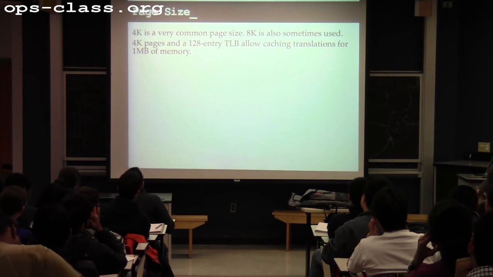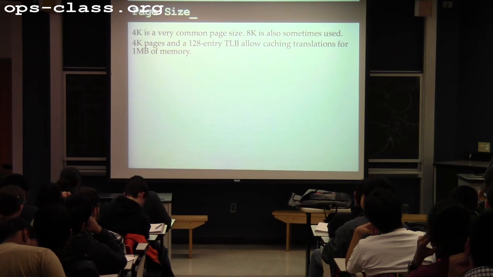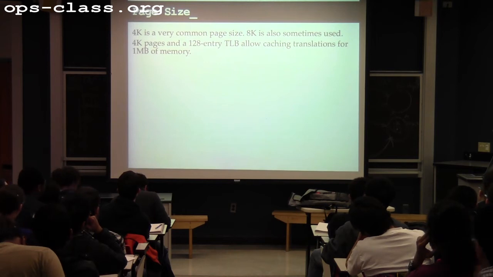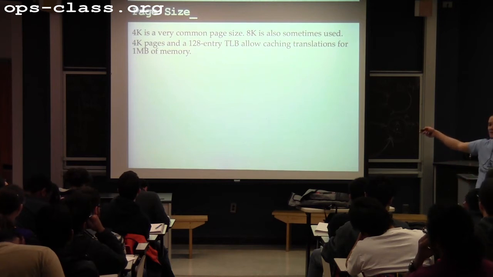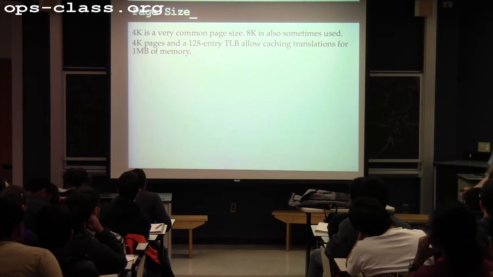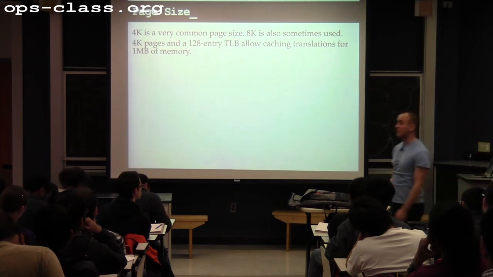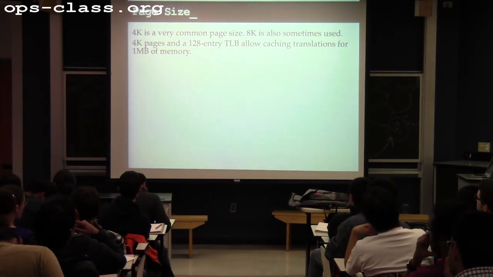So if I take 4K pages, and let's say I have a 128 entry TLB, what that means is that I can now cache translations for 1 megabyte of memory. Does that make sense? The TLB can store virtual to physical address translations for 128 pages. Each page is 4K in size, meaning that the total amount of memory the TLB can now cache translations for is a megabyte, right? Now, a megabyte doesn't seem like that much. My process address space is 4 gigabytes, so a megabyte is several orders of magnitude smaller.